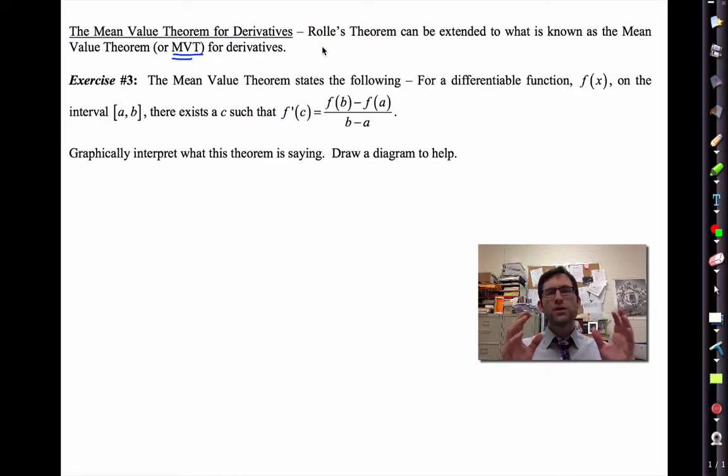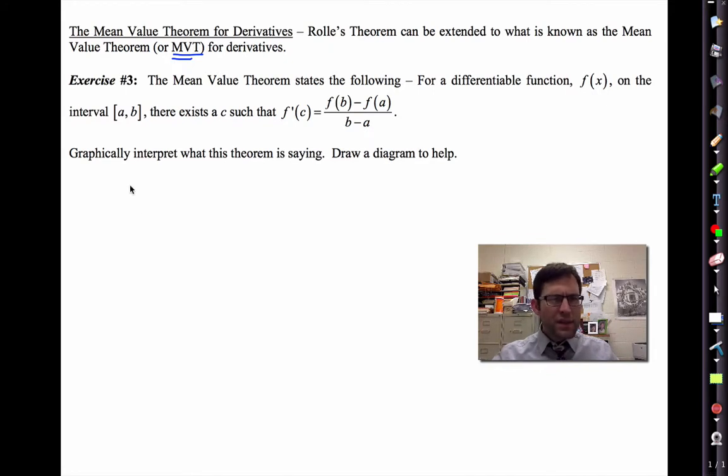All right, so let's take a look. It says, for a differentiable function f of x on the interval a to b, let's pause for a minute: it's differentiable, so it's continuous, smooth, and there are no vertical tangent lines. Okay, I'm good to go. There exists a c such that f prime of c is equal to f of b minus f of a divided by b minus a.